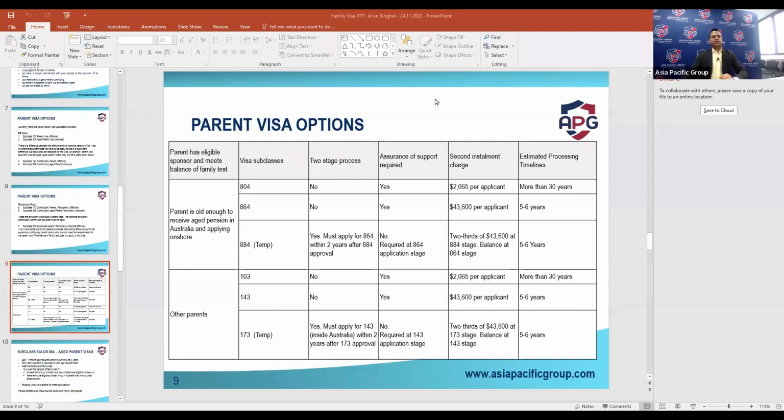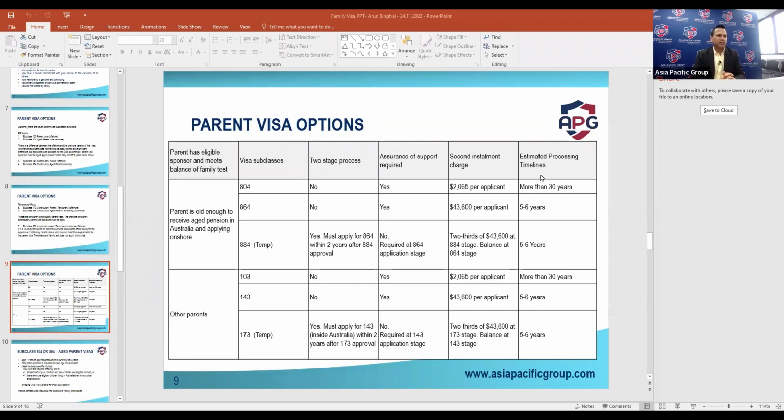Okay. So in the parent visa, as we discussed earlier, any visa number starting with 8 is an onshore visa, and any visa number starting with 1 is an offshore visa. With the 801 parent visa and 864, 804 is a normal parent visa. The fee is nominal. In the beginning, we have to pay $4,355, and the second application charge is $2,000. But the problem is that currently the processing time for this visa is more than 30 years.